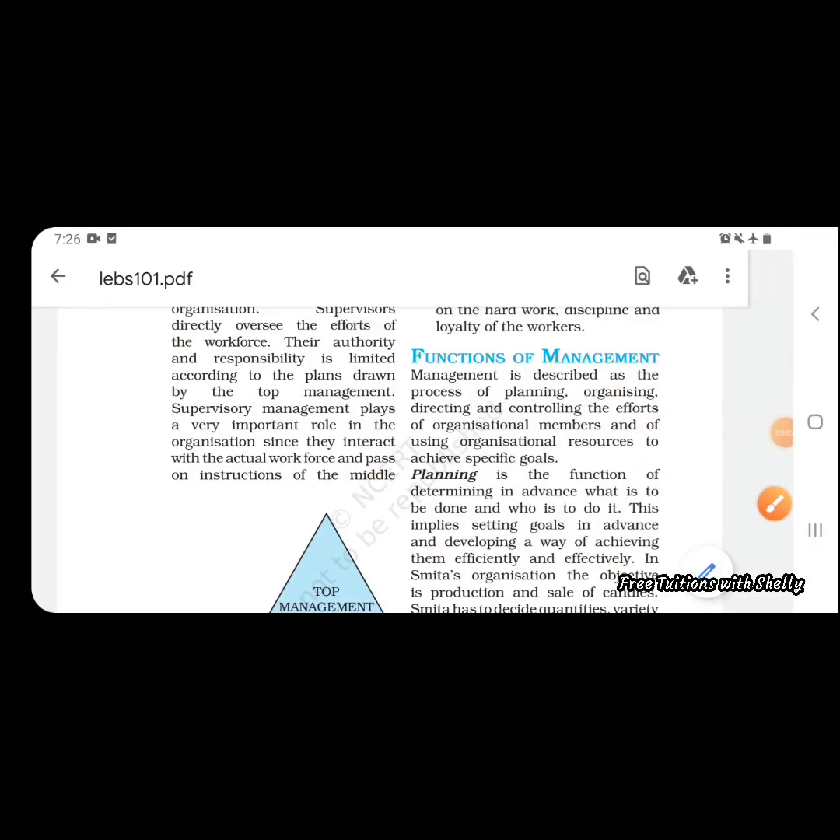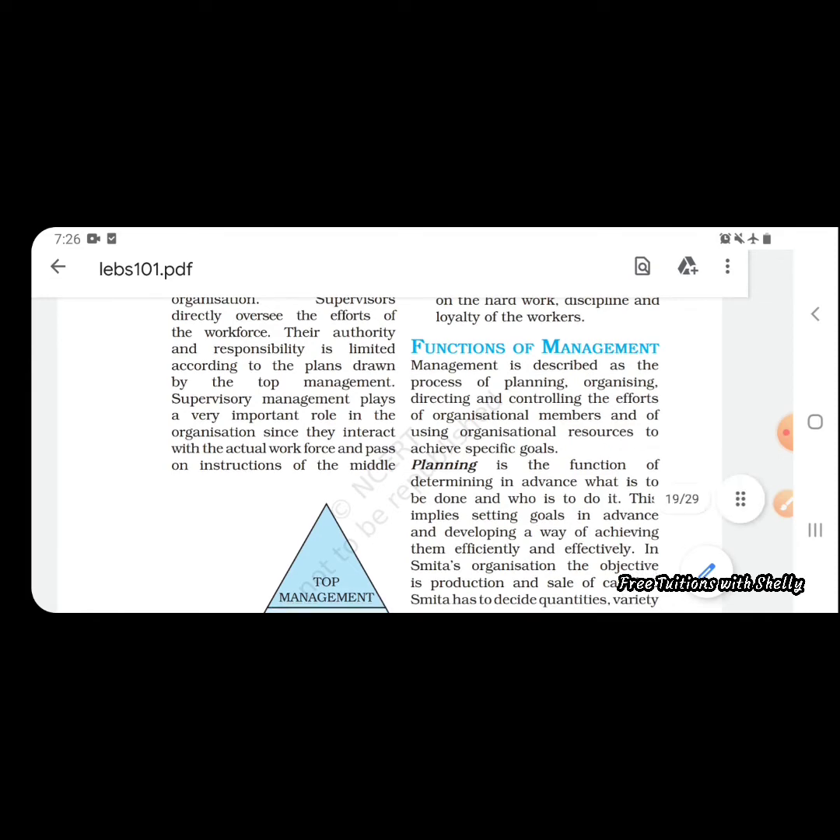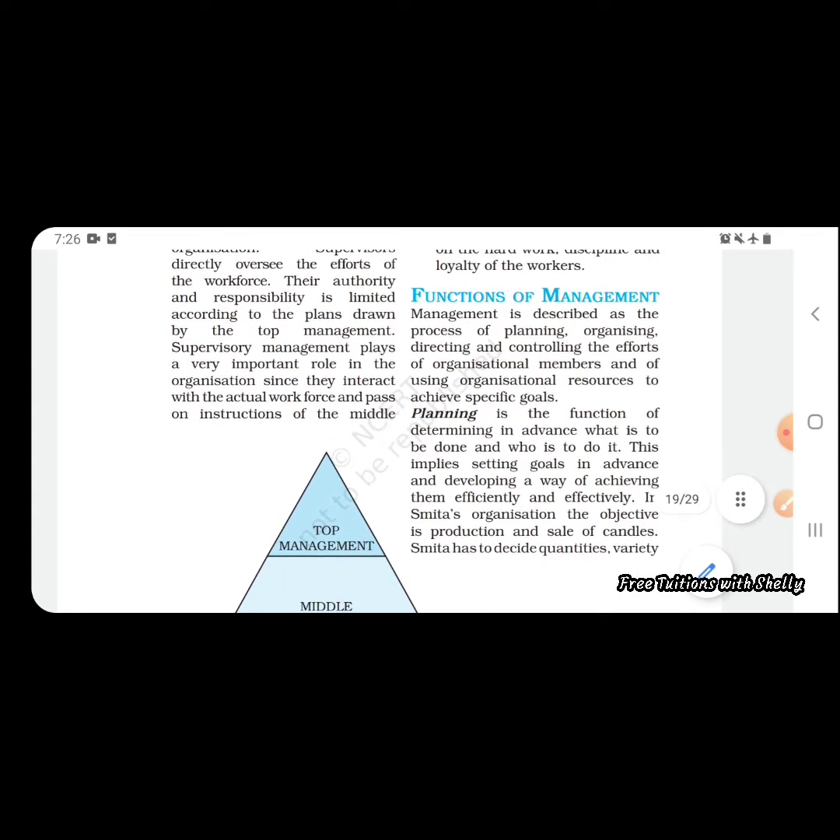is the functions of management. What all functions does a management in an organization have to do? It can be classified as planning, organizing, directing, controlling, coordination. These are the functions that a management has to do inside an organization.